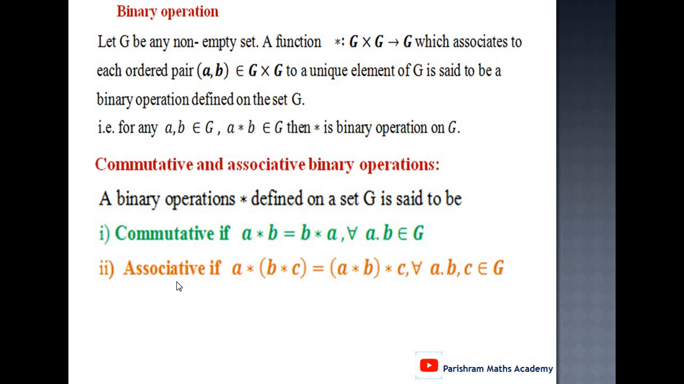Second, associative. A star in bracket B star C equal to bracket A star B complete star C, for all A comma B comma C belongs to G. This law is called the associative law, that is, star is associative.